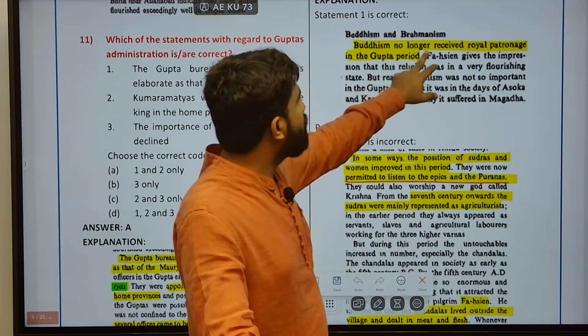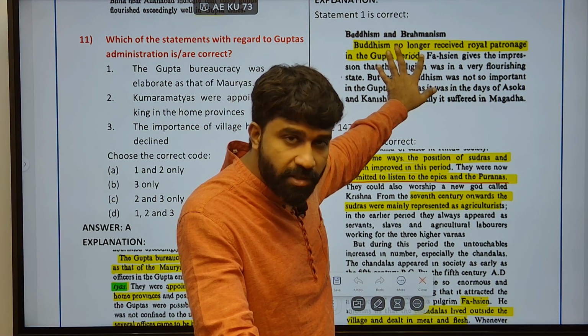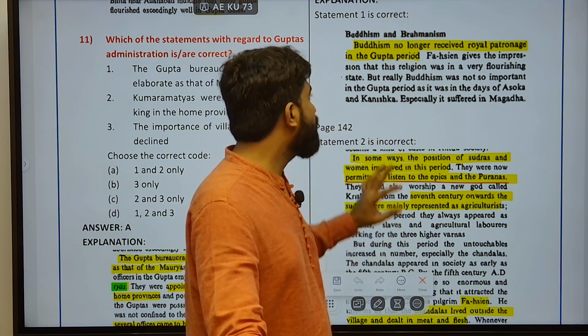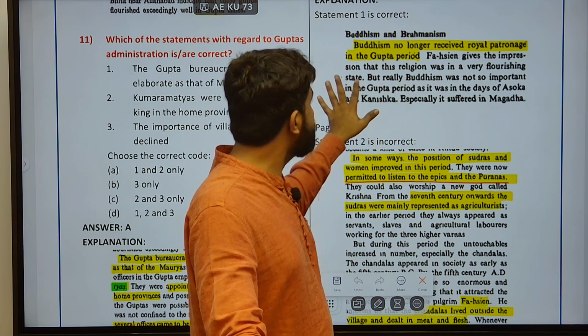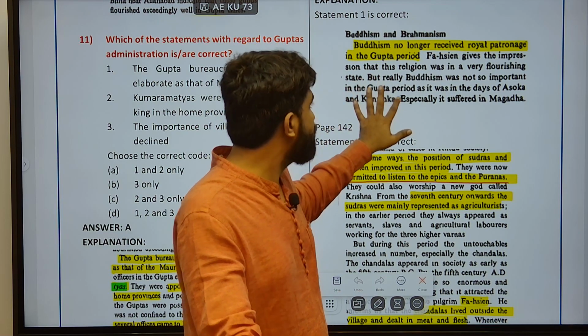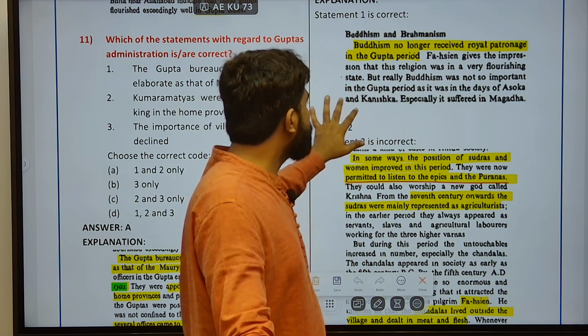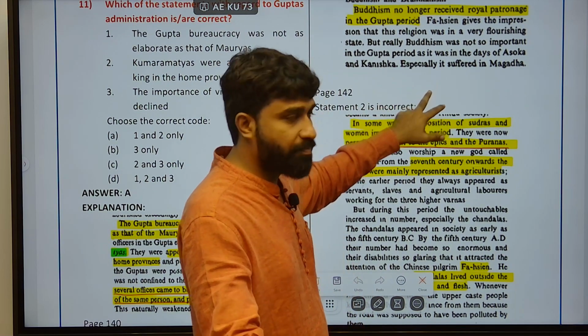Okay. "Buddhism no longer received royal patronage" is a given statement in the old NCERT itself. That is why we have taken that. Such an extreme statement is given in the NCERT itself. Next, Fahian gives the impression that the religion was in a very flourishing state, but really Buddhism was not so important in the Gupta period as it was in the days of Ashoka and Kanishka.